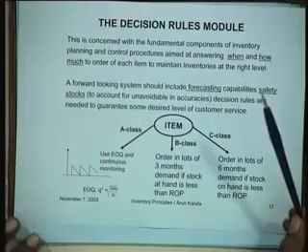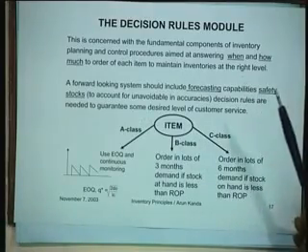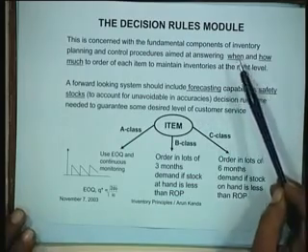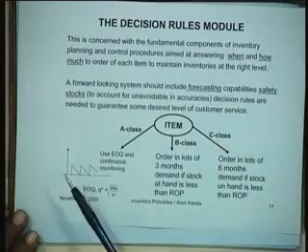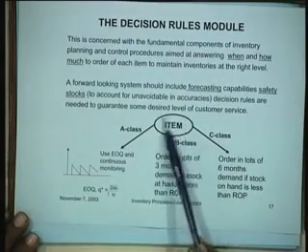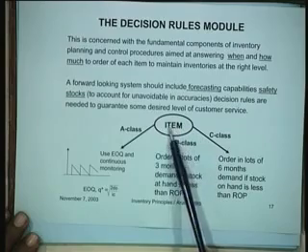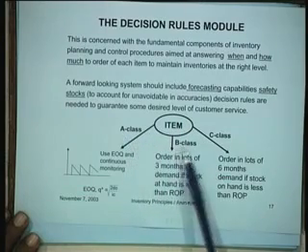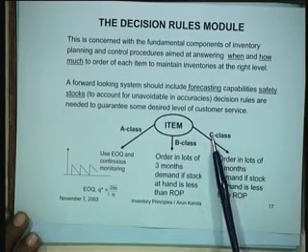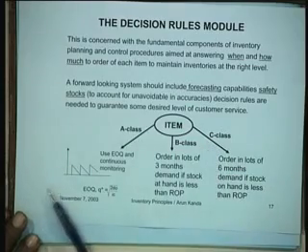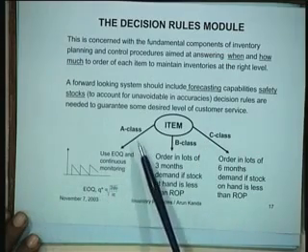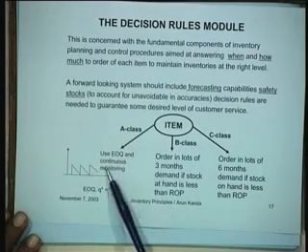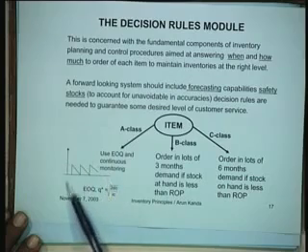Then the second major component is the decision rules module, which will provide information on what kind of decisions have to be taken on various kinds of items. For instance, depending upon whether it's an A class item or a B class item or a C class item, which information is available in your inventory system, then if it's an A class item, you can use EOQ and continuous monitoring and use a formula like this.